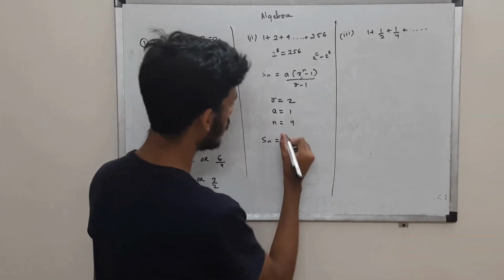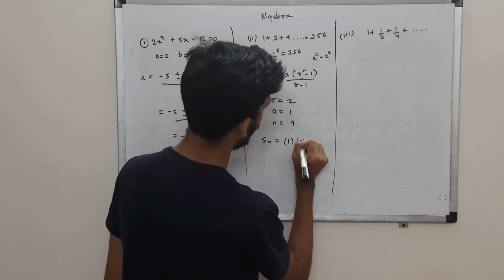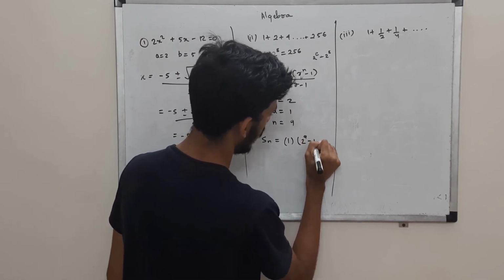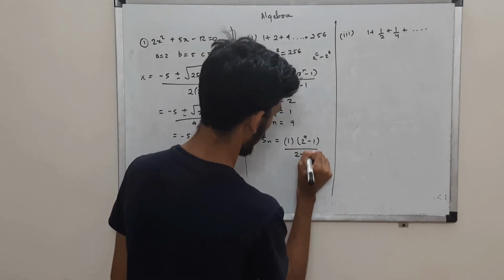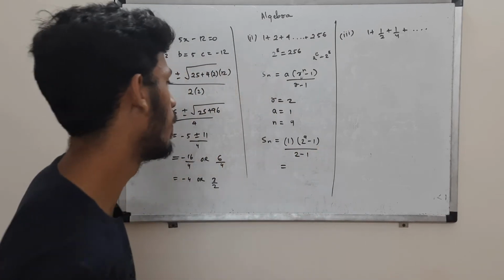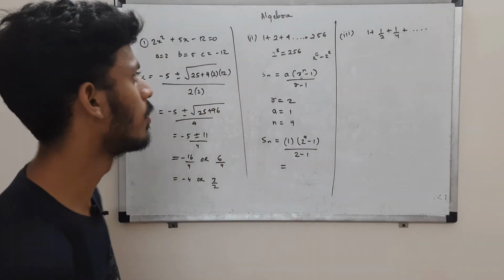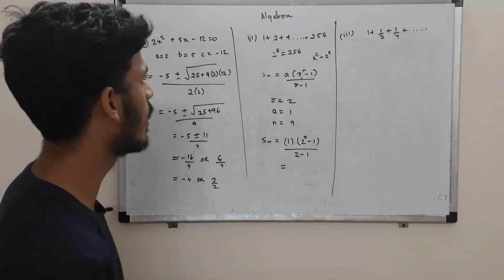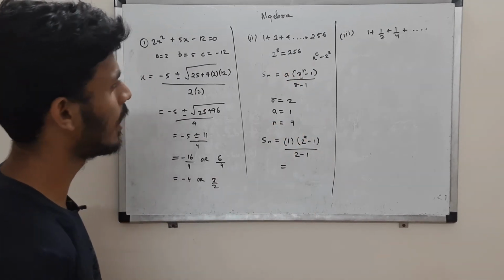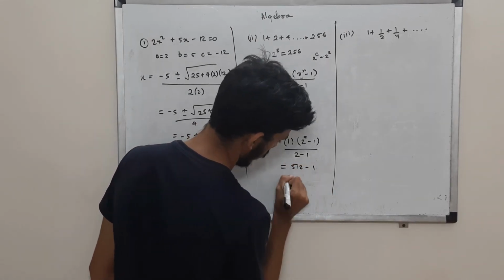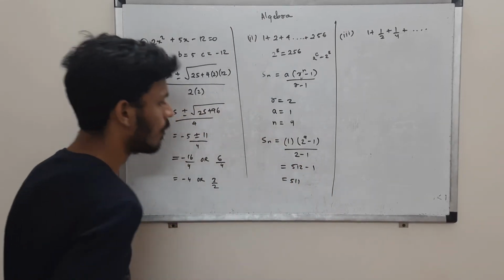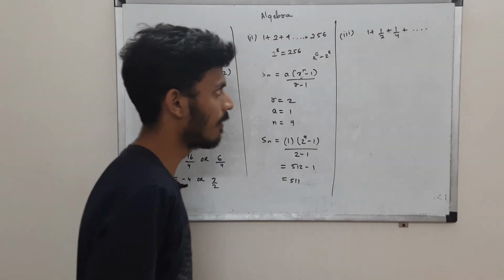Okay, so a is 1, r is 2, raised to n is 9, minus 1 upon 2 minus 1. So 2 minus 1 is 1 in the denominator, and 2 raised to 9: 2 raised to 8 is 256, double of that is 512, minus 1 is 511, and 2 minus 1 is 1. So the sum is 511.